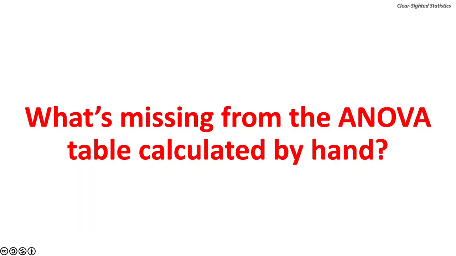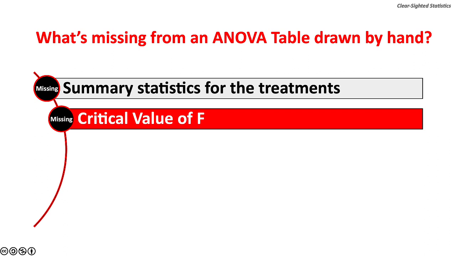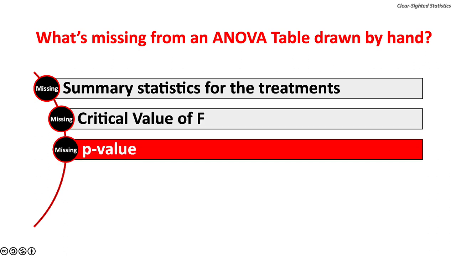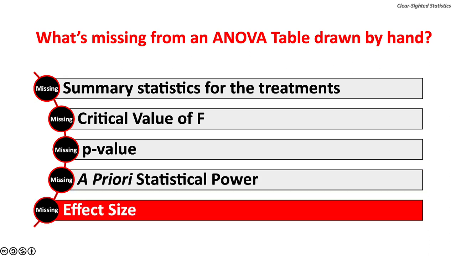What is missing from the ANOVA table calculated by hand? Five important calculations are missing. 1. Summary statistics for each treatment are missing. 2. The critical value of F for the selected significance level is missing. 3. The p-value is missing. 4. The a priori statistical power calculation is missing. This calculation, by the way, should be done before the data are collected. 5. Neither Eta square or Cohen's F effect sizes have been calculated.